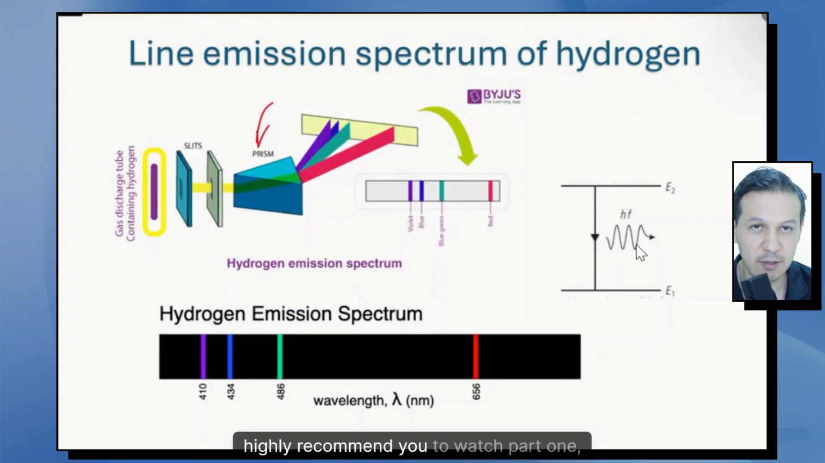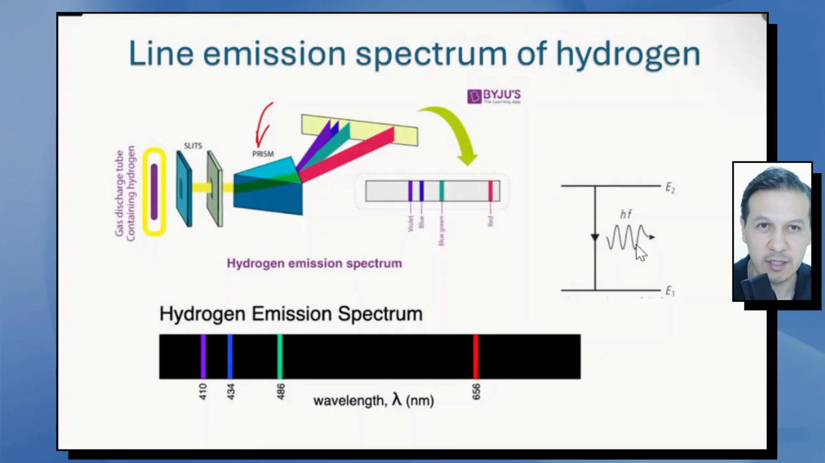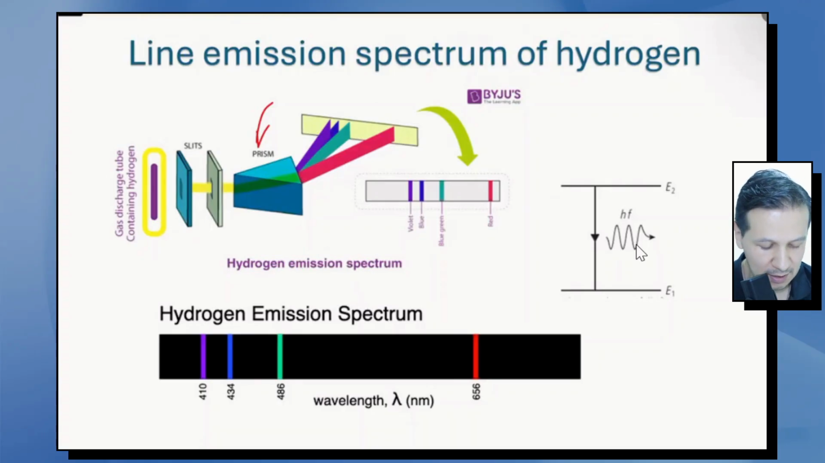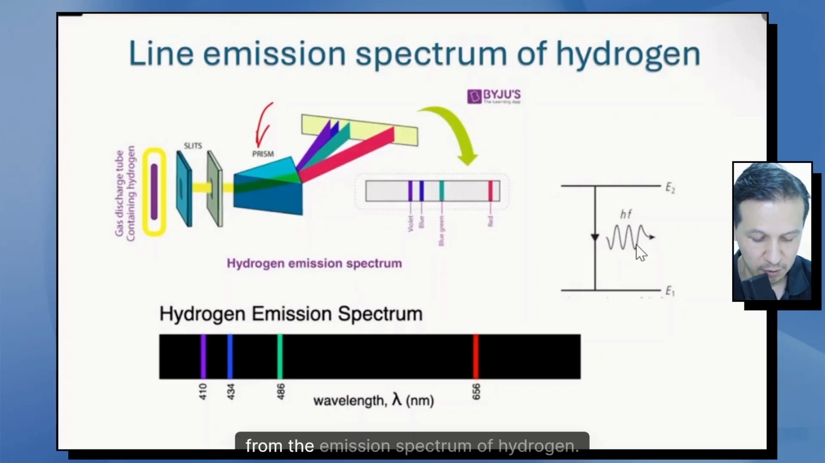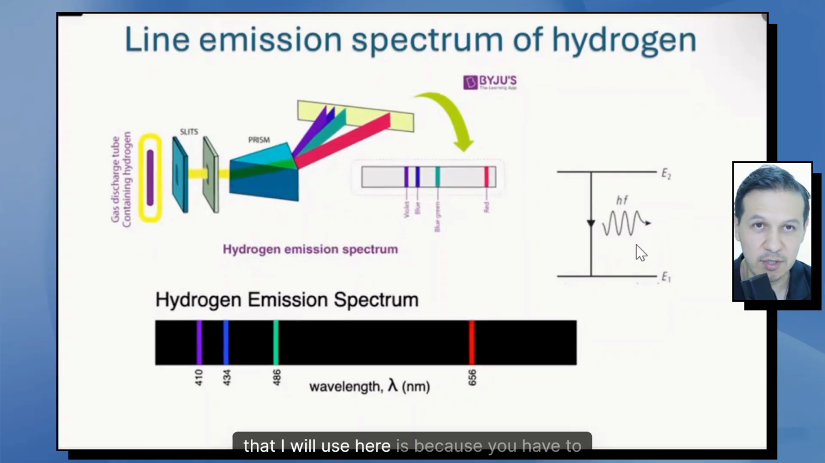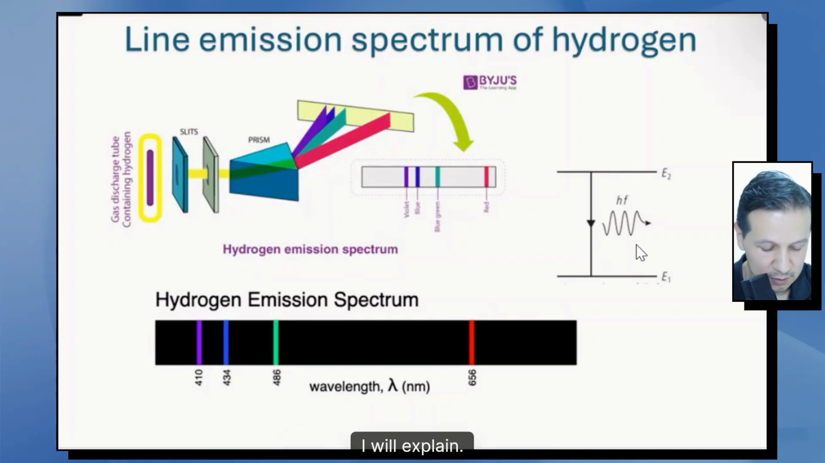I highly recommend you watch part 1, part 2, and part 3, where I am explaining from scratch all of these terms. What is wavelength, what is frequency, how the speed of light is related, how energy is traveling, why it is called electromagnetic radiation, and many things in the videos before. In this video, part 4, I will explain only the emission spectrum of hydrogen. If you don't know some terms that I will use here, you have to revise the previous videos. I will explain now.